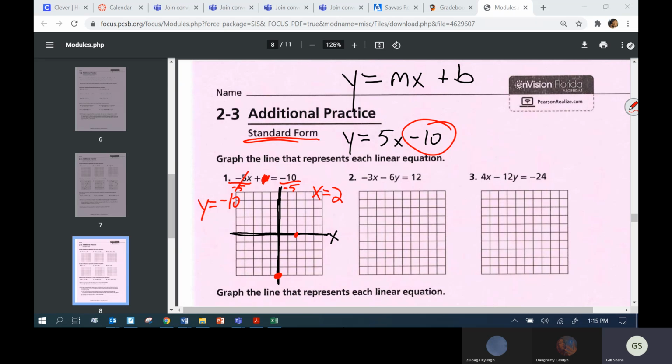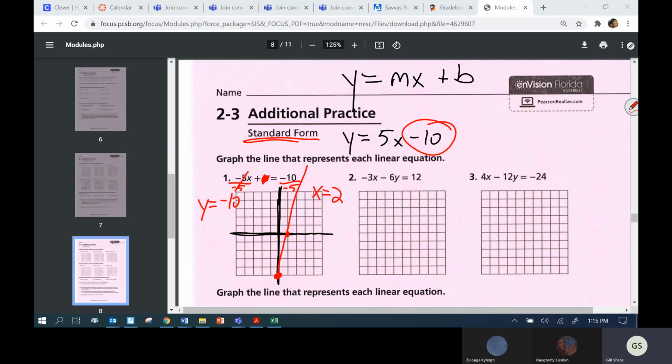Well, that one I can put right. Oh, no, can't do that, because I forgot I'm going by 2's. Oh, yeah, see, that's why that's a pain in the butt. So remember, I had to count by 2's. So counting by 2's, x equals 2 is right here, actually. So my line would look like that.